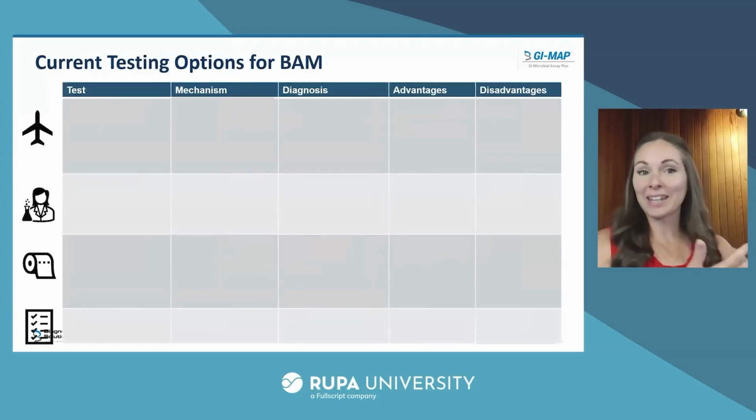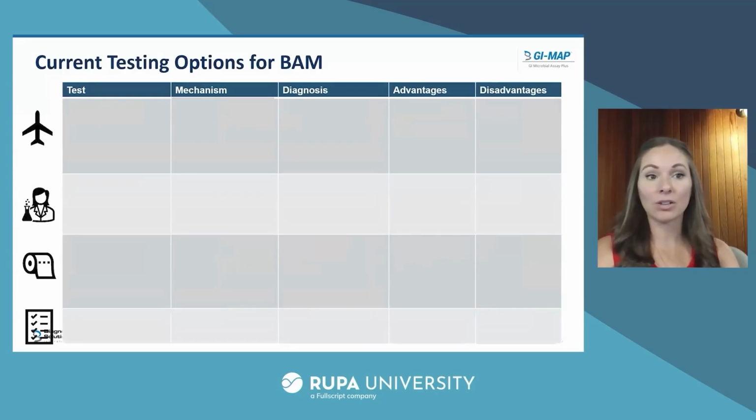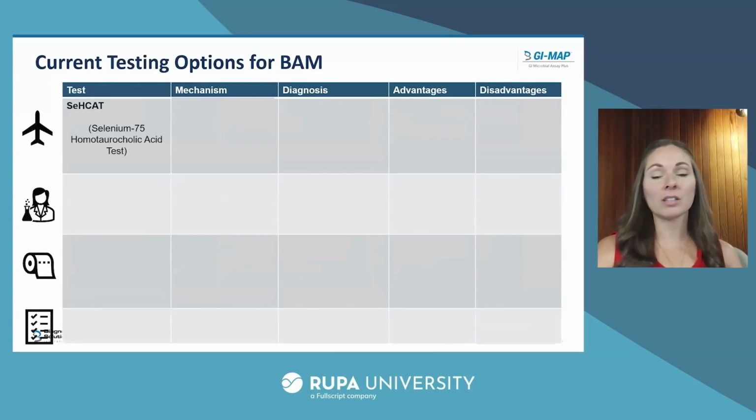Now, how do we test for BAM before the StoolOMX or seeing bile acids in the stool? Let's go through that, because this is going to show us that the StoolOMX is such an easy and great opportunity to see these bile acids versus what's available. So the first one that we see, and you'll see this if you're looking at the literature, is one that you're going to see a lot.